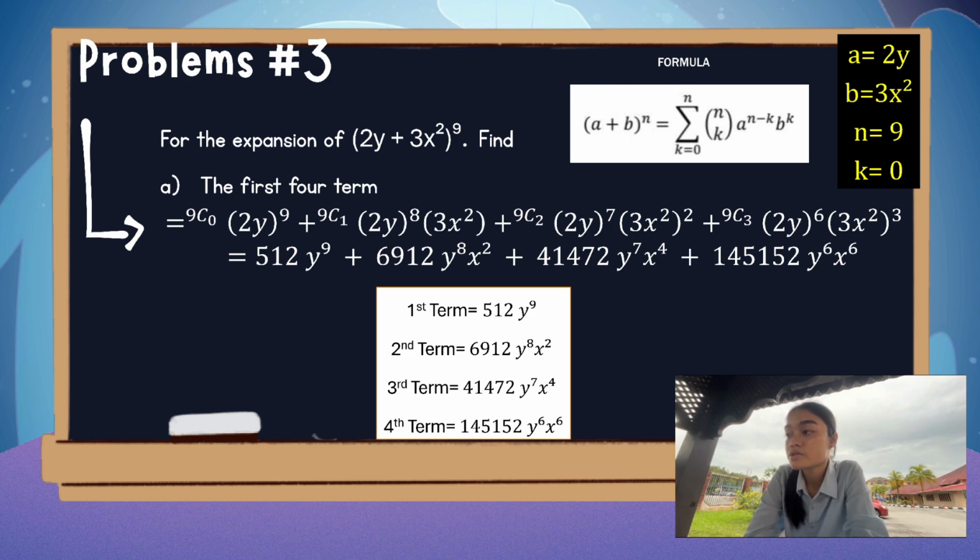So we already solved this question because it only asks for the value of the first four terms. The first term is 512 y to the power of 9. The second term is 6912 y to the power of 8 x to the power of 2. The third term is 41472 y to the power of 7 x to the power of 4. And the fourth term is 145152 y to the power of 6 x to the power of 6.